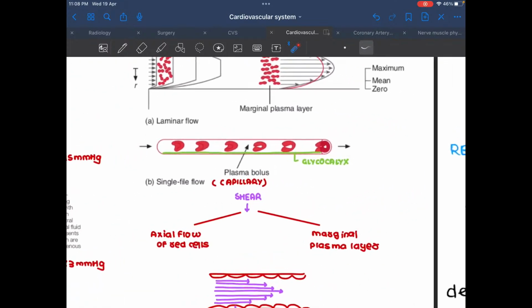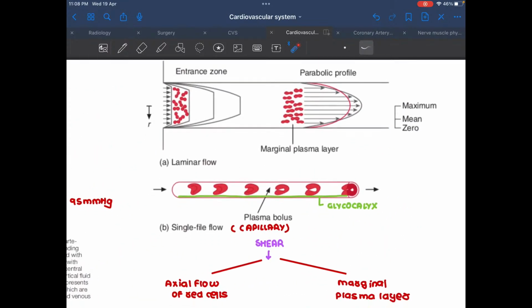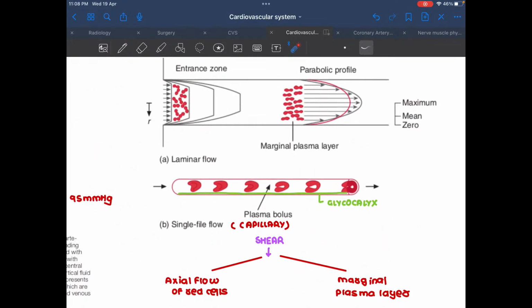ठीक है, and just one more thing that we like to discuss is, whenever I'm going to have this, क्या होगा, मेरे RBCs are going to be at the center and I'm going to see plasma at the periphery, and this layer of plasma is going to be the marginal plasma layer.